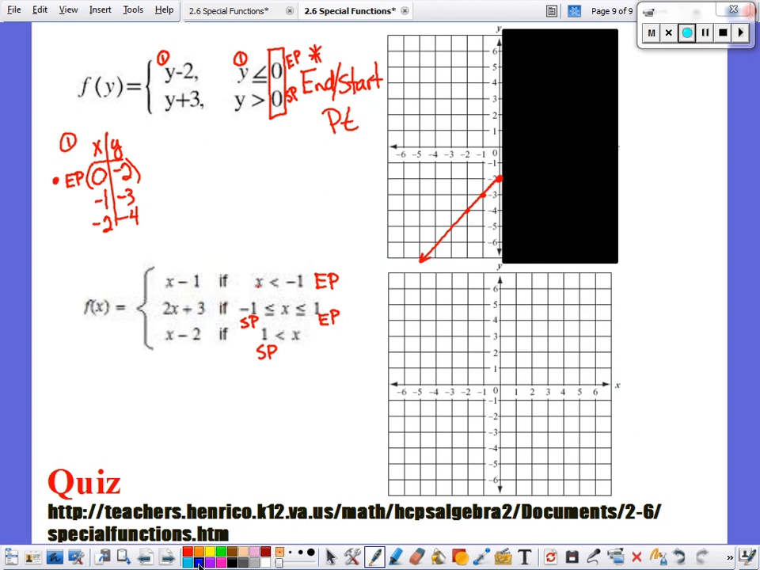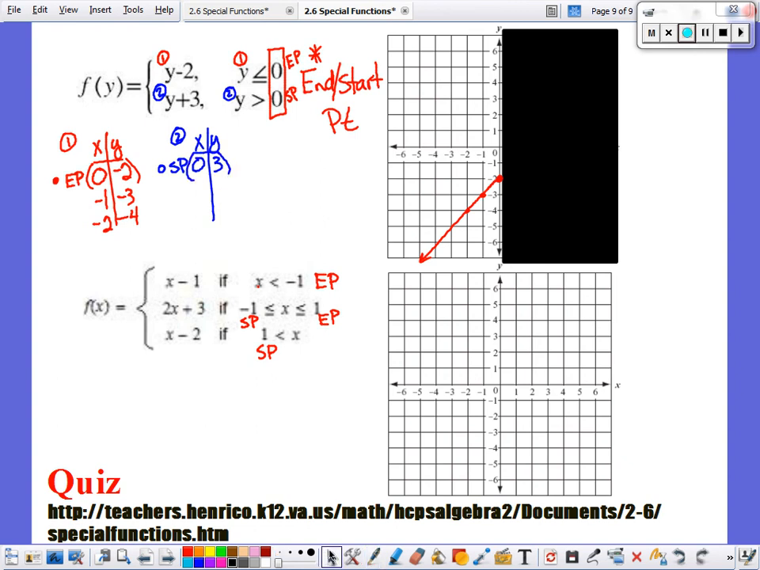Now my second one, we'll label right here, T-chart number 2. I have a start point, which is at 0. It's going to be open at 0, so I'm open. When I plug in, I get 3, so 0, 3 is my start point.